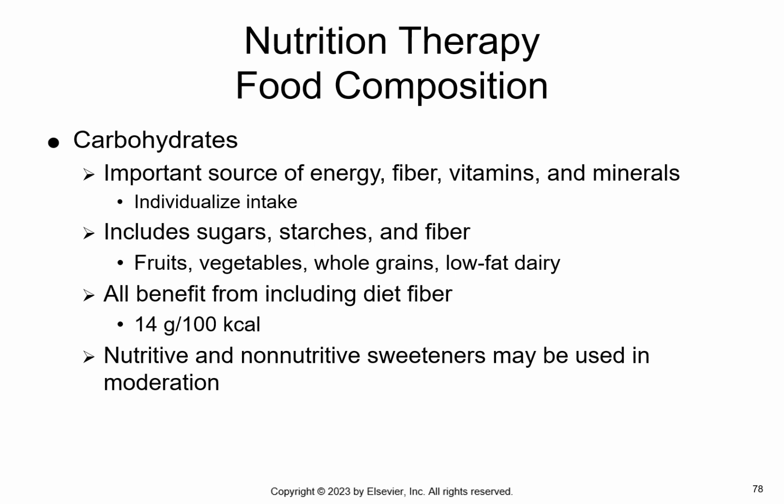All persons benefit from including dietary fiber as a part of a healthy meal plan. The current recommendation for people with diabetes is to consume a minimum of 14 grams of fiber for 1,000 kilocalories. Nutritive and non-nutritive sweeteners may be included in a healthy meal plan in moderation. Non-nutritive sweeteners include sugar substitutes, saccharin, aspartame, sucralose, stevia, neotame, and acesulfame K.